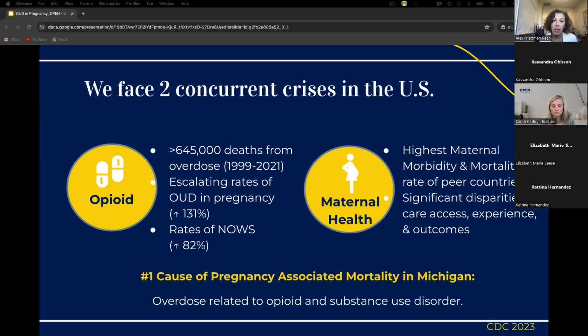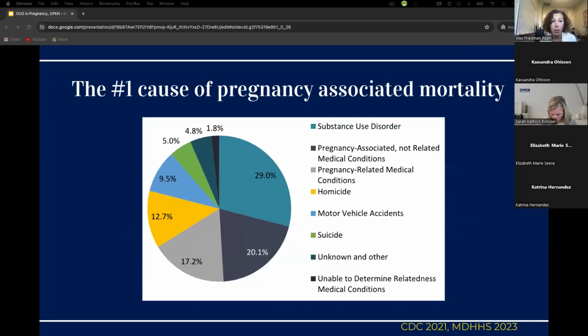These two crises intersect in the number one cause of pregnancy-associated mortality in Michigan, which is overdose related to opioid and substance use disorder. Just to put a point on this, almost 1 in 3 maternal deaths in our state are due to substance use disorder. And so if we want to start chipping away at adverse maternal outcomes in Michigan, we have to start with substance use disorder.